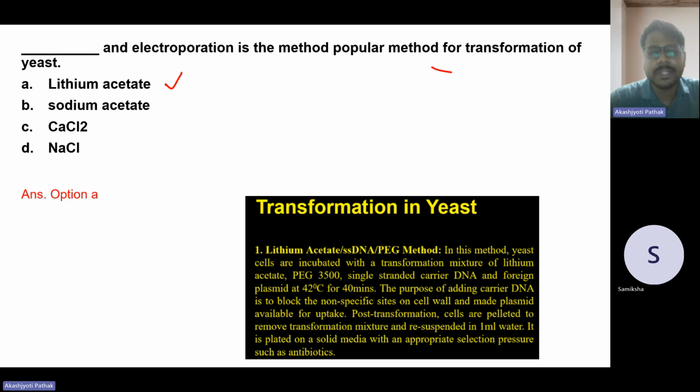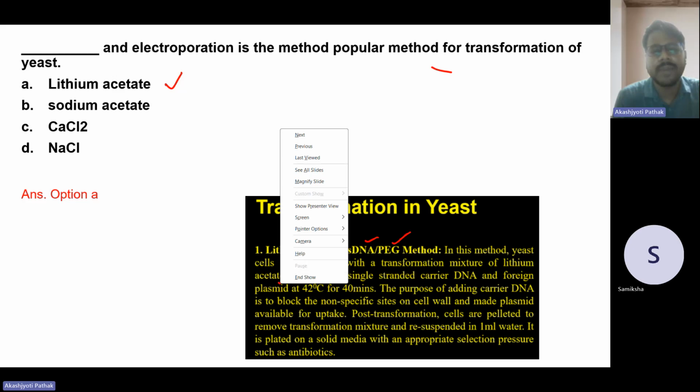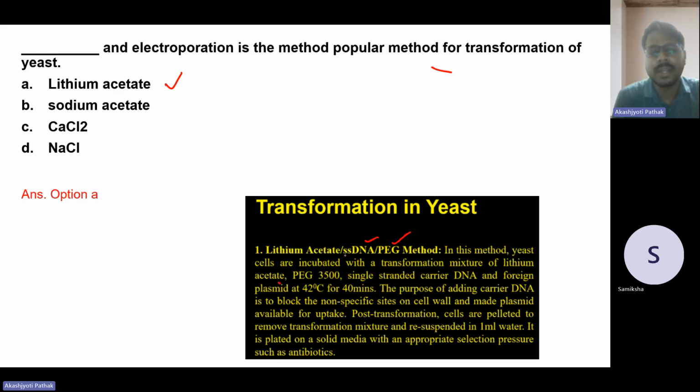Transformation in yeast requires the lithium acetate, single-stranded DNA and PEG method. The yeast cells are incubated with a transformation mixture containing lithium acetate, PEG 3500, and single-stranded carrier DNA. Then you add the foreign plasmid and incubate at 42 degrees Celsius for 40 minutes. In bacteria it was only around 90 seconds, 1.5 minutes, but here the incubation time is longer.